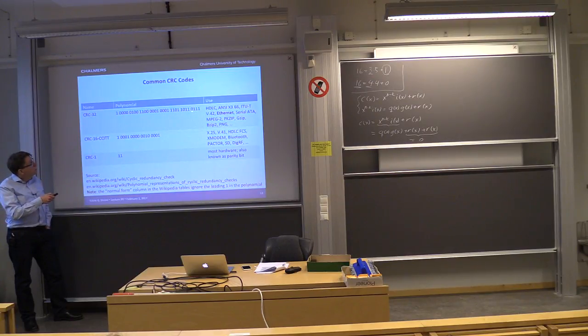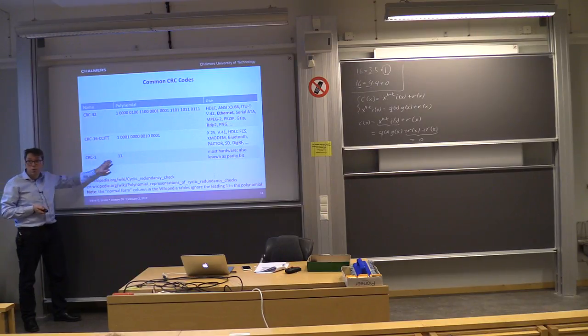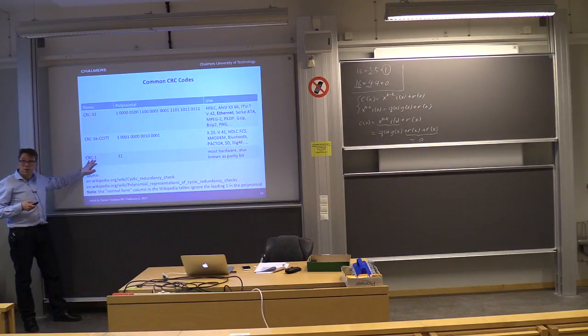So here we have 32 bits, and then there is a 1 at the end. And for 16, we have this polynomial, so it's 16 bits plus 1. And for the CRC1, it's just 1 bit, and then we have a very simple polynomial, 1, 1 here. So this one is actually something that we know already. This is a single parity check code.